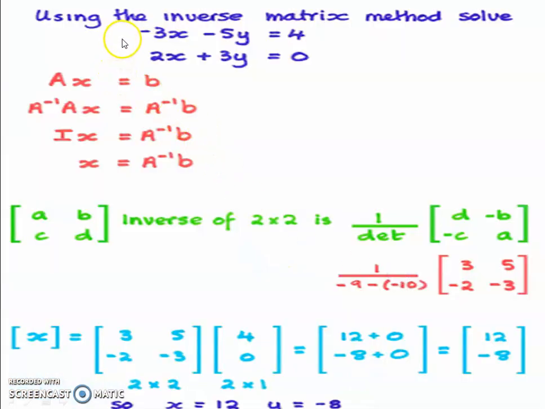Take another example using the inverse of matrix. Minus 3x minus 5y is equal to 4. 2x plus 3y is equal to 0. Ax is equal to B. So we have x is equal to A inverse B. Here we apply the trick also: we have to multiply both sides by A inverse. So we derive A inverse into A is always I, A inverse remains the same, and I is the identity matrix. But x is equal to A inverse B.